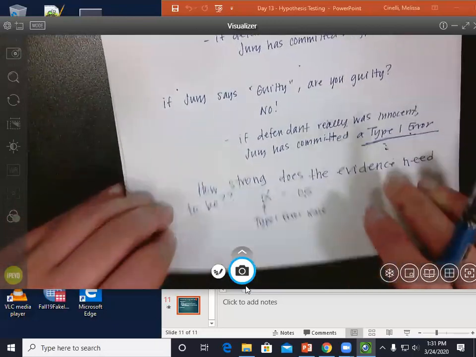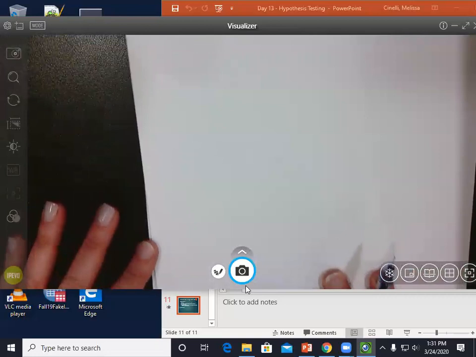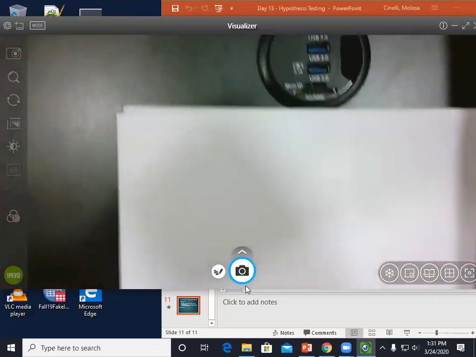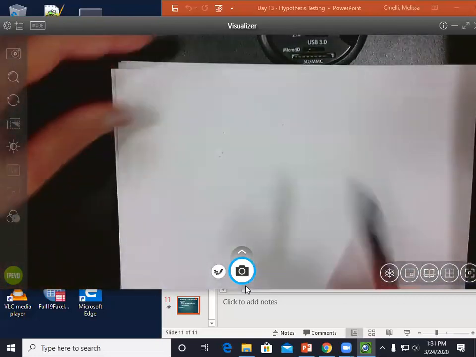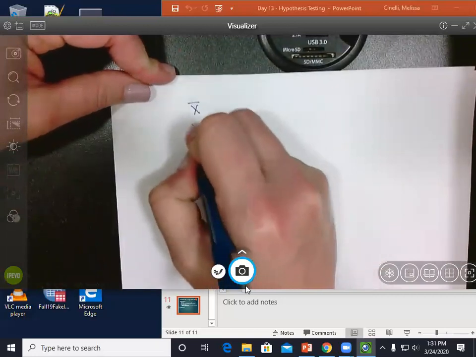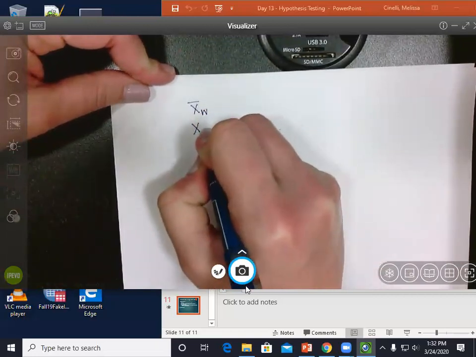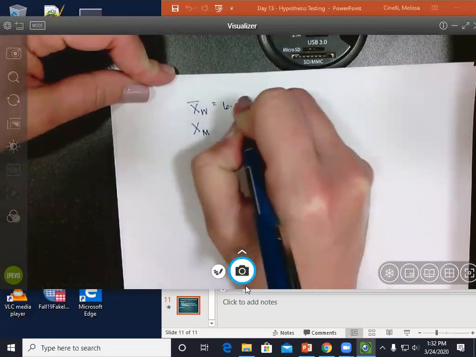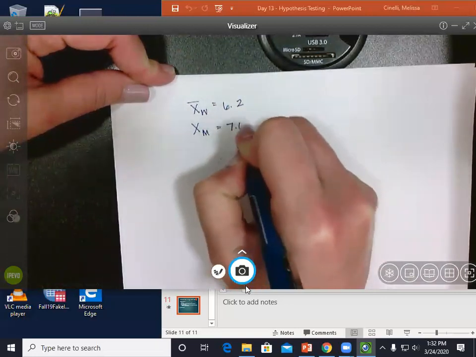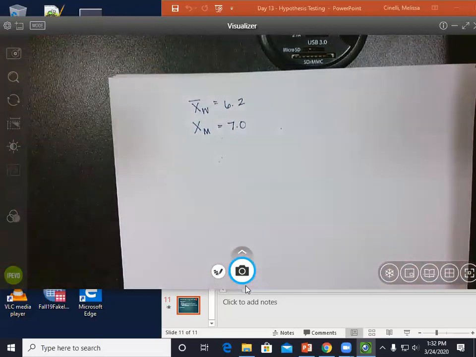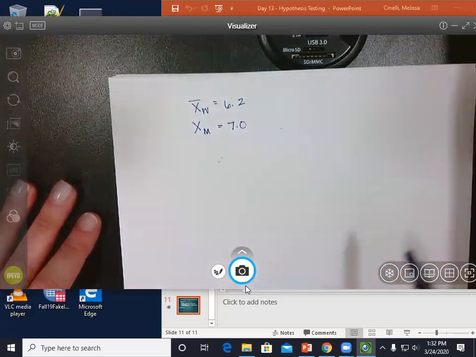This is in the slides, but I'm just going to stick to the paper for a minute. When we make a decision about rejecting or failing to reject the null hypothesis, let's go back to our example about the men and the women and their purchase intentions in the sample. If the women's purchase intention was 6.2 and the men's was 7.0, we want to know, based on this sample, is there a real population level difference between the men and the women?